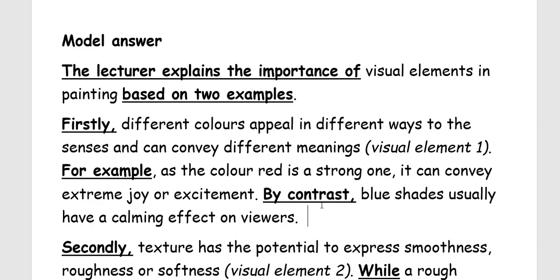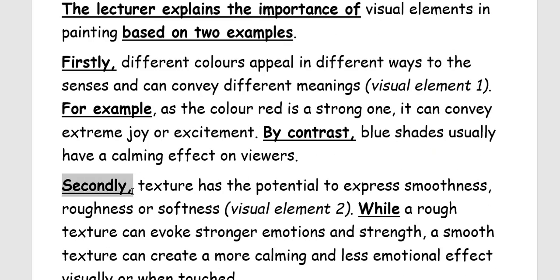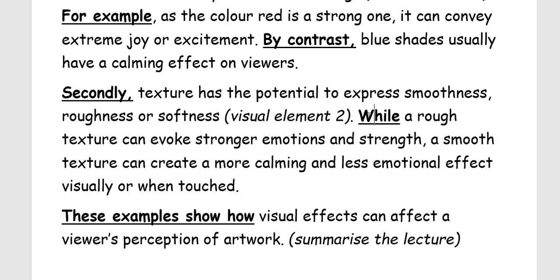Then you should say secondly, talk about the second visual element, and then you use while when you want to contrast 2 different ideas, black and white, rich and poor. Okay, so while, and then like here we have a rough texture can evoke stronger emotions and strength. Here we have stronger emotions. And then a smooth texture can create a more calming or less emotional effect. As you can see, they have the opposite effect, and that's why we need to use the word while.